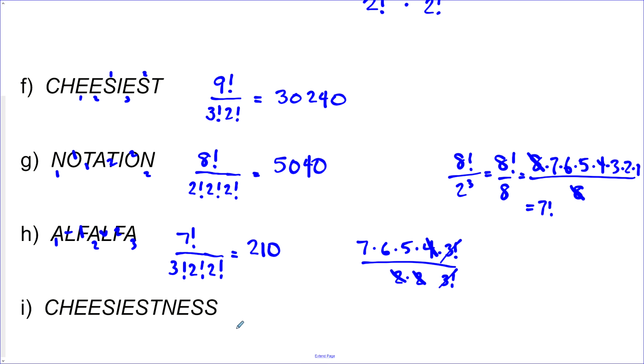Cheesiest. It's got 13 letters. Next, we've got to figure out which ones repeat here. We've got 1, 2, 3, 4 E's. So that's 4 factorial. The next thing we've got is S's. We've got 1, 2, 3, 4 S's. So another 4 factorial. And then the C and the H and the I and the T, they don't repeat, so we're done.